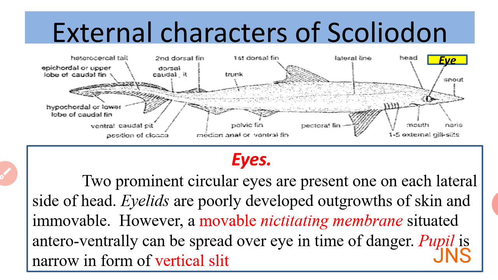However, a movable nictitating membrane is situated anteroventrally and can be spread over the eye at the time of danger. In time of danger, this movable nictitating membrane covers the eyes. The pupil is narrow, in the form of a vertical slit.